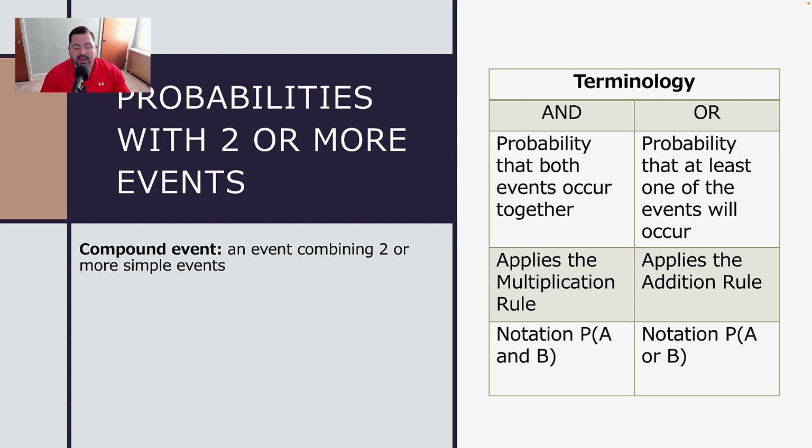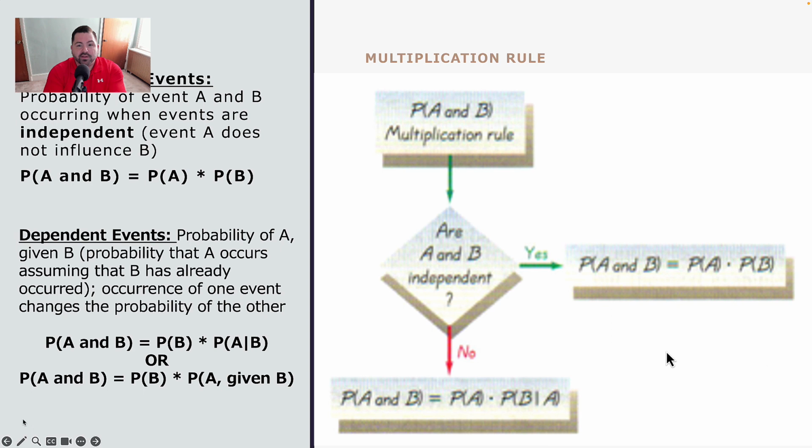And so the notation that we used, remember, for basic probability, it was the probability of A happening, where A represented the simple event occurring. But when it comes to the multiplication rule, we are looking at the probability of A and B happening together or at the same time. Whereas in the or situation, where we associate that with the addition rule, we're looking at the probability of A or B happening. Either one of those will satisfy the probability equation. So what could this look like?